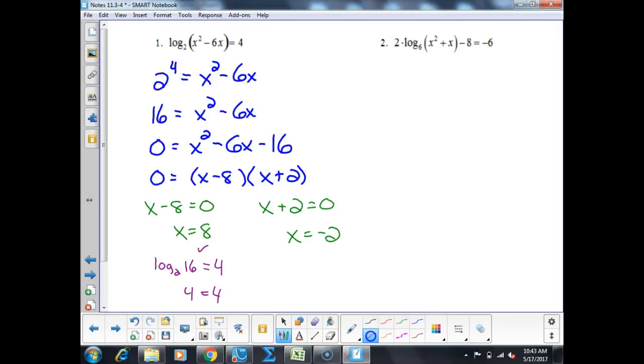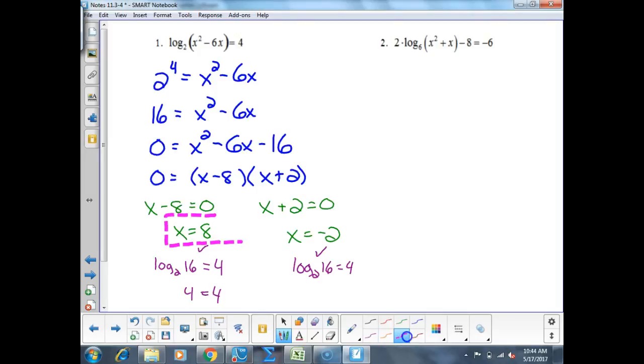Plug in the negative 2. Okay? Negative 2 squared, positive 4. 6 times negative 2, negative 12. Positive 4 minus negative 12, 16. So this becomes log base 2 of 16 equals 4. Following the same logic, that one's going to check out also. So both of these work out.